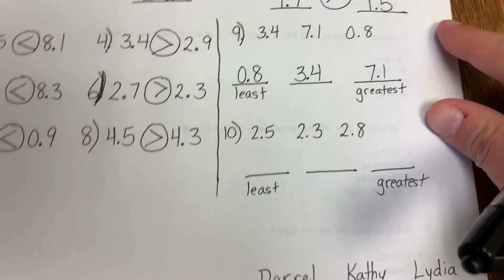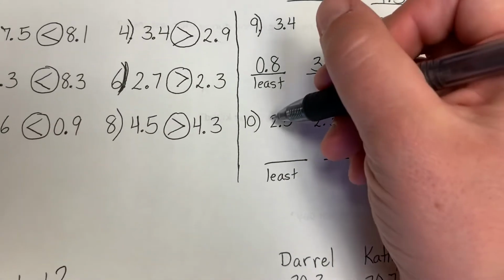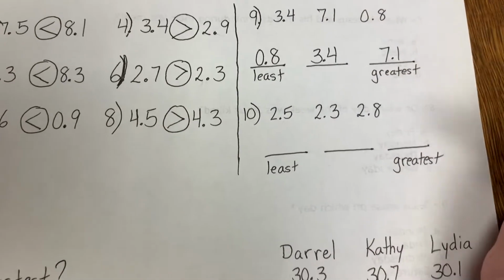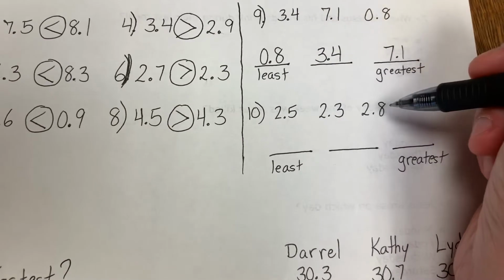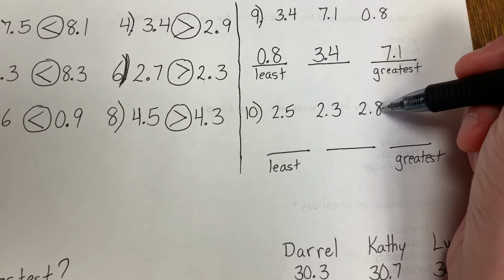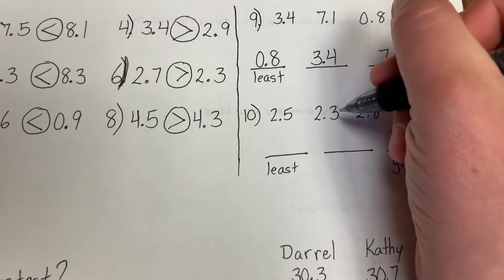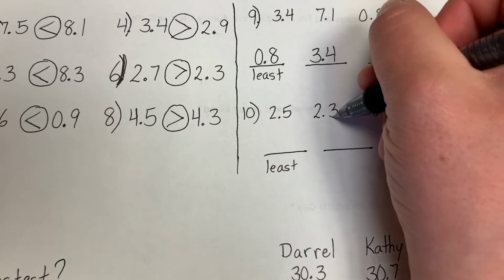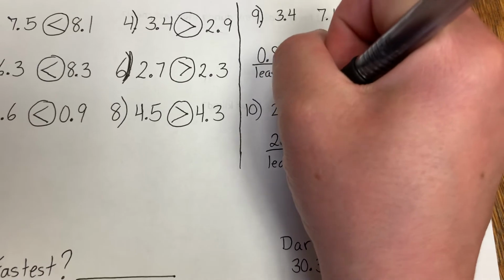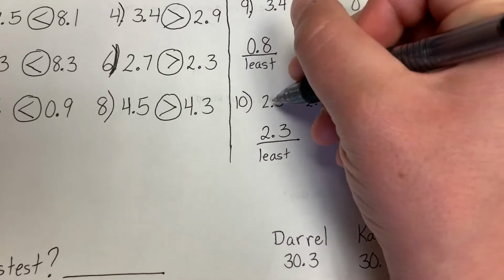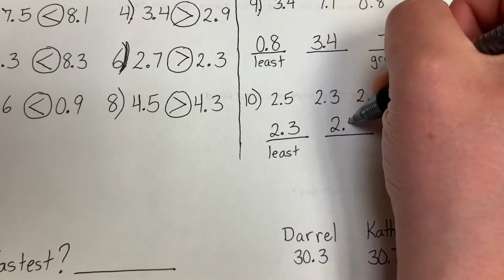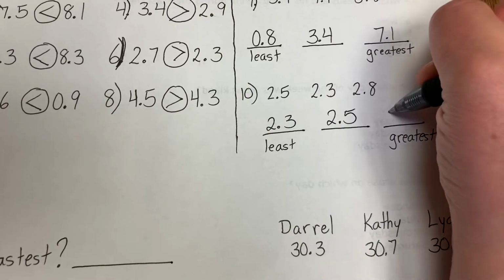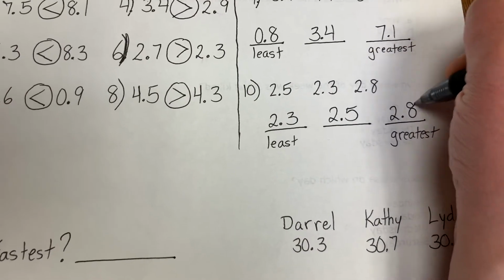On number 10, they all have a 2 in the ones place, so we have to look at the decimals to know which one is the least and which is the greatest. Okay, so in the tenths place, the 3 is the least, so 2.3 and then 2.5, and then 2.8 is the greatest.